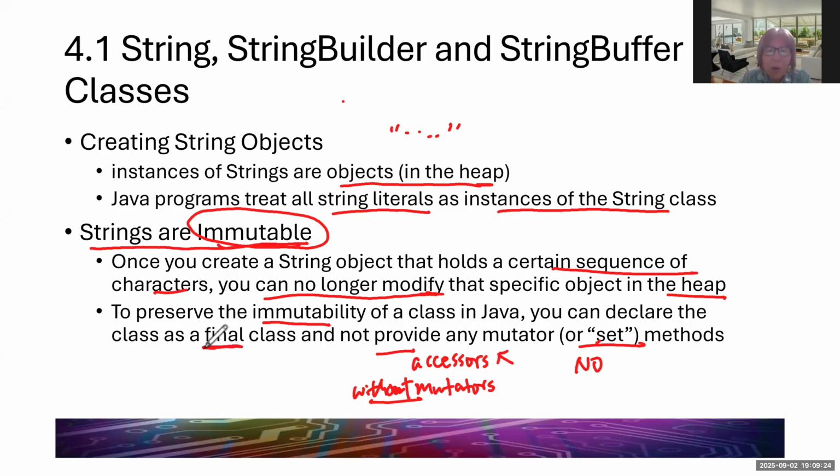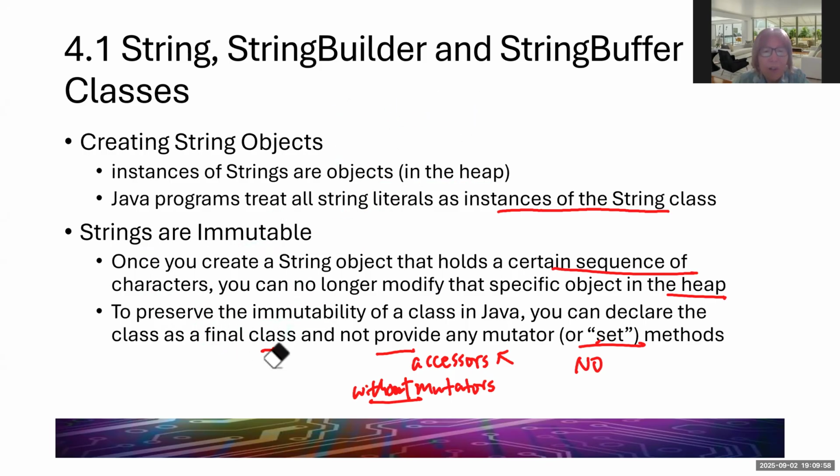And if you recall from last class, we also discussed the keyword final, which we use to define an instance variable as final. We can also use that to define the class as final. If you define a class as final, then that means it cannot be modified. So this is the general concept about Java's String class.